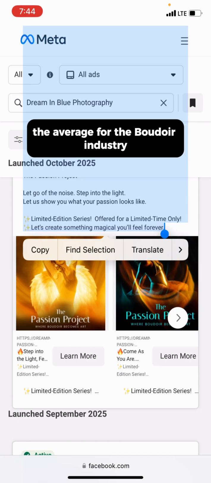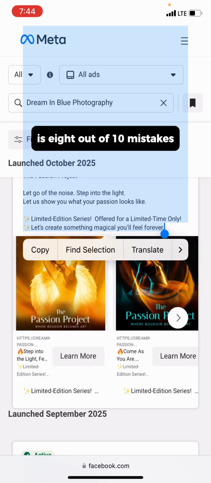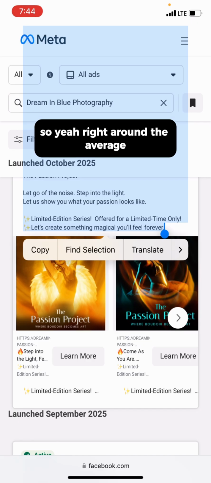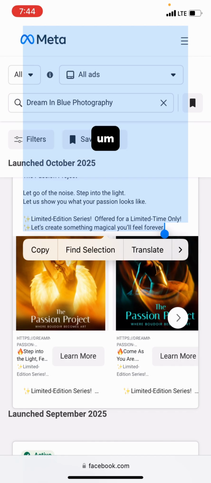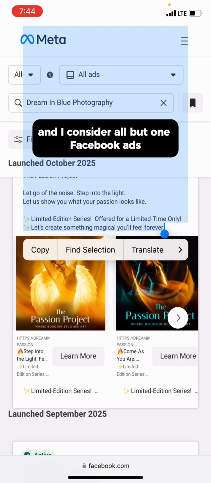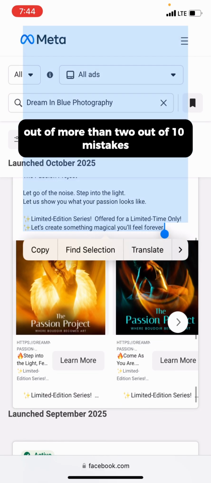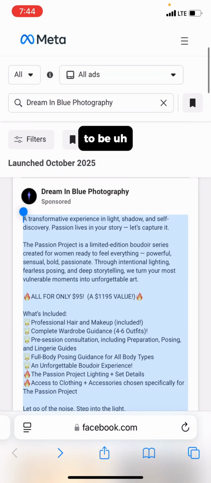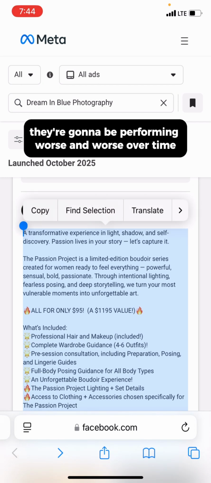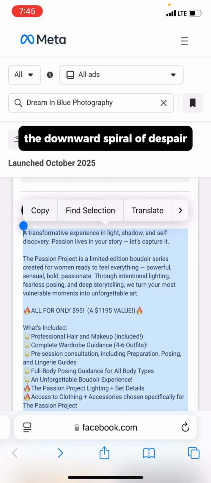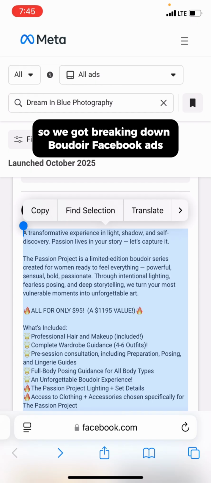The average for the boudoir industry is 8 out of 10 mistakes. So yeah, right around the average. We're not really outcompeting anyone in our city. And I consider all boudoir Facebook ads that have more than 2 out of 10 mistakes to be breaking down boudoir Facebook ads, simply because I know they're going to be performing worse and worse over time because they're guaranteed to be entering the downward spiral of despair.